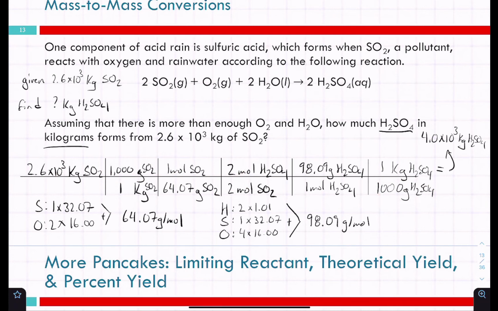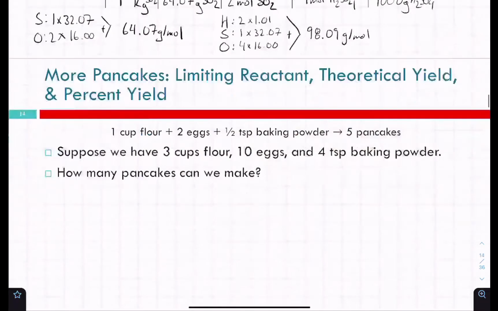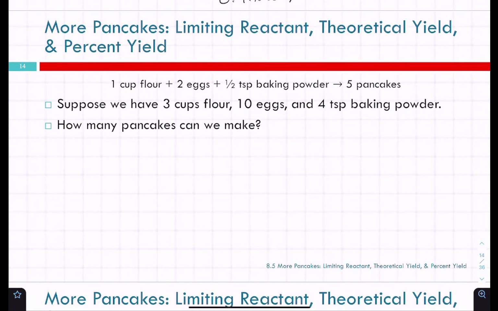All right, so in this problem, it specifically said, assuming that there's more than enough oxygen and water. So the question is, what if there's not? And that becomes a slightly different type of problem called a limiting reagent problem, or limiting reactant problem. Reagents and reactants are sort of synonymous.